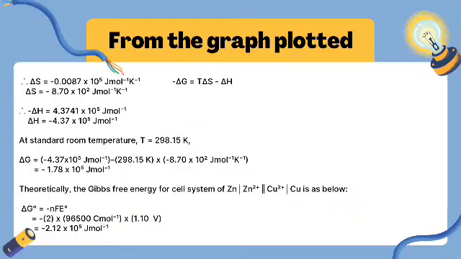Then for the delta G, we use the equation delta G equals delta H minus T delta S. We use standard room temperature, then just substitute in this equation, and we get the answer is negative 1.78 times 10 to the power of 5 J per mole. To calculate the theoretical Gibbs free energy for zinc and copper, we use the equation Gibbs free energy equals negative nFE. Just substitute and we get the final answer is negative 2.12 times 10 to the power of 5 J per mole.